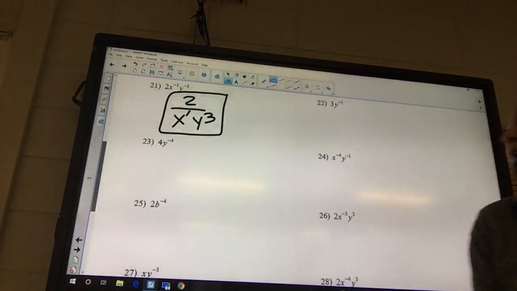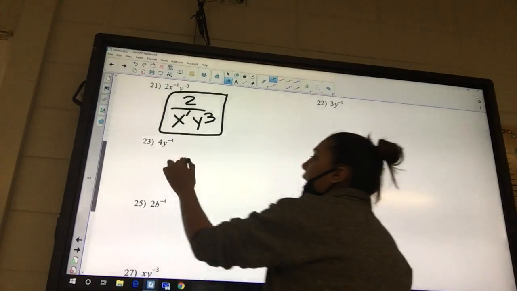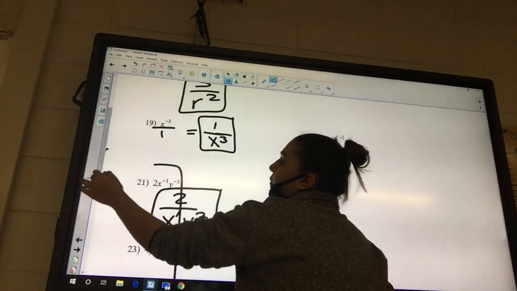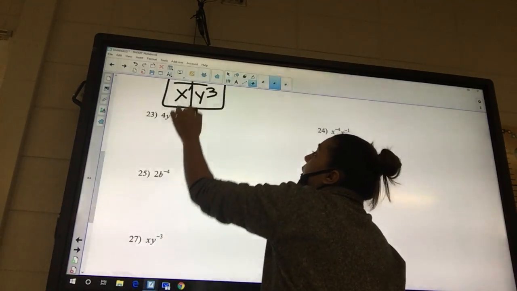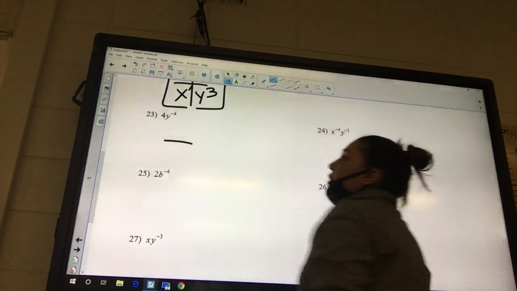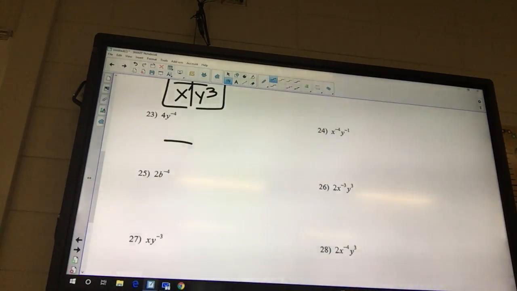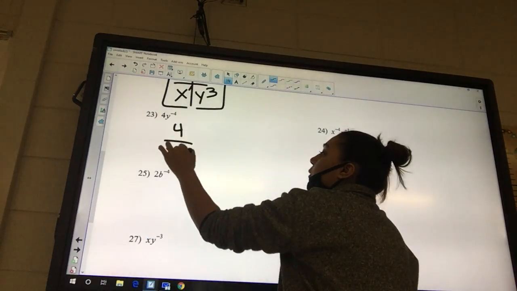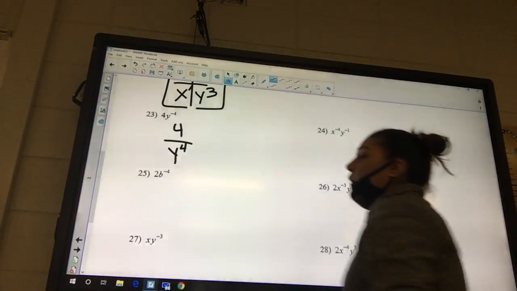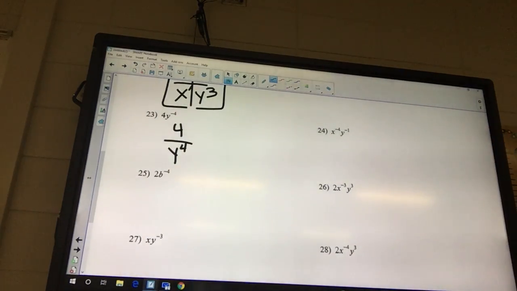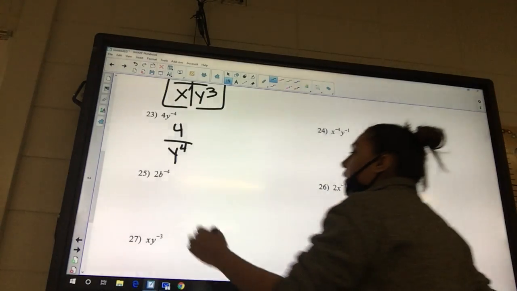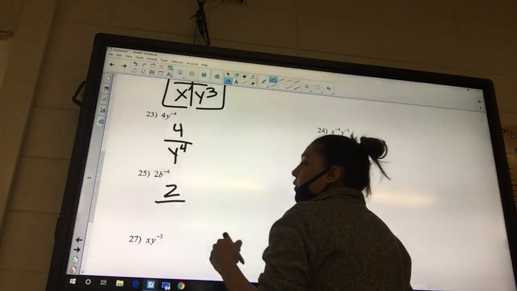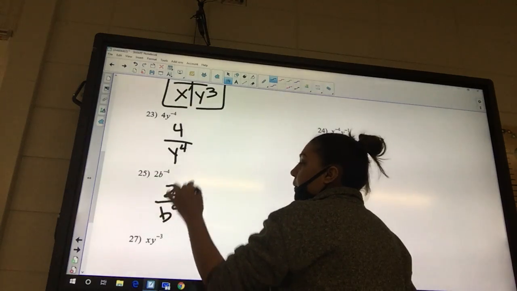Okay, 23. Gonna draw our fraction. Oh, shoot. Okay, draw your fraction. What stays on the top? The 4 stays on top. What should the bottom say? Y to the 4. 25, 2B4. Let's go.